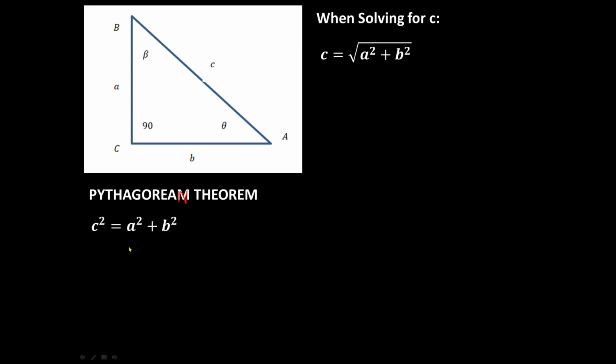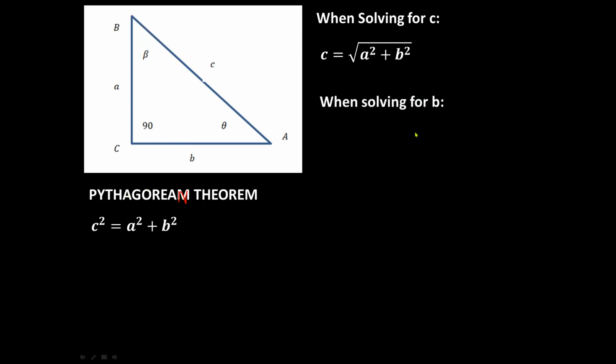Kung i-apply natin ang algebra sa ating given formula kanina na C square is equal to A square plus B square, mat-transform natin ang ating formula para sa C na equal to square root of A square plus B square. I repeat, ang formula sa paghahanap ng hypotenuse C is equal to the square root of A square plus B square.